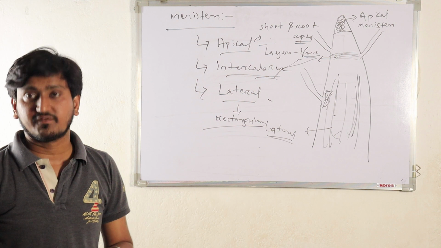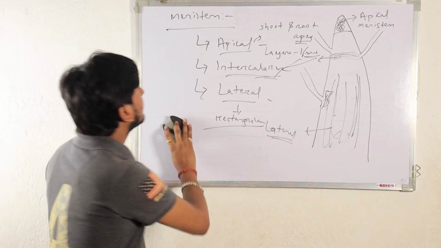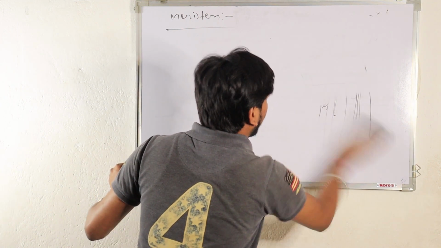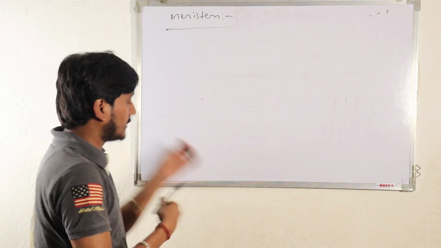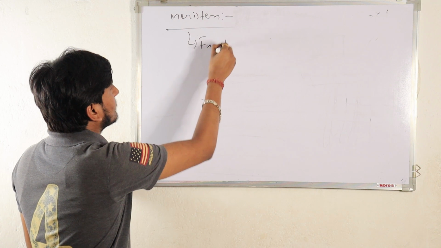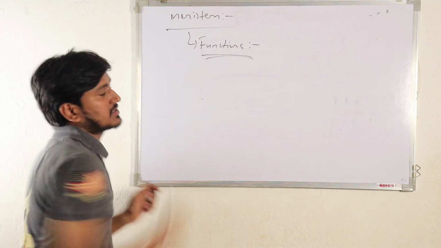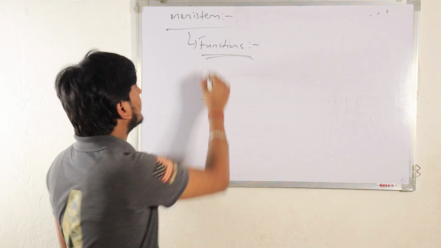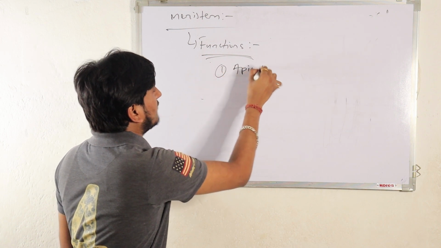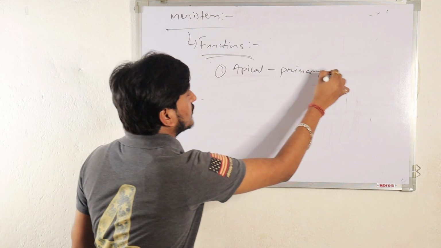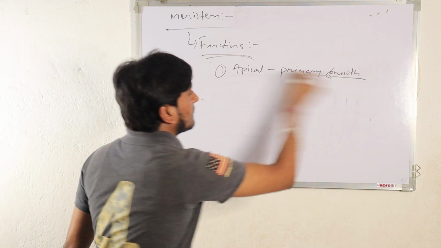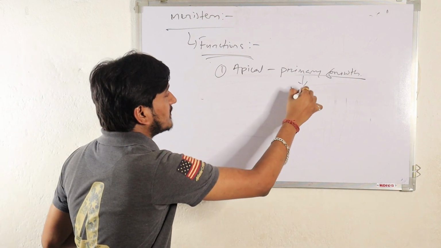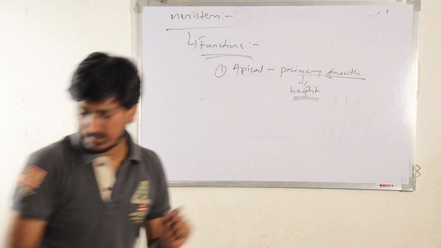Let us move to the functions of the meristematic tissue overall, okay? As I have already told you the basic functions, the apical meristem, it helps in increasing the length of the plant. It helps in the primary growth of the plant. First, apical, it will help in the primary growth. Okay, primary growth of the plants. It increases the height of the plant. Primary growth means increasing the height. Okay, it helps in increasing the height.